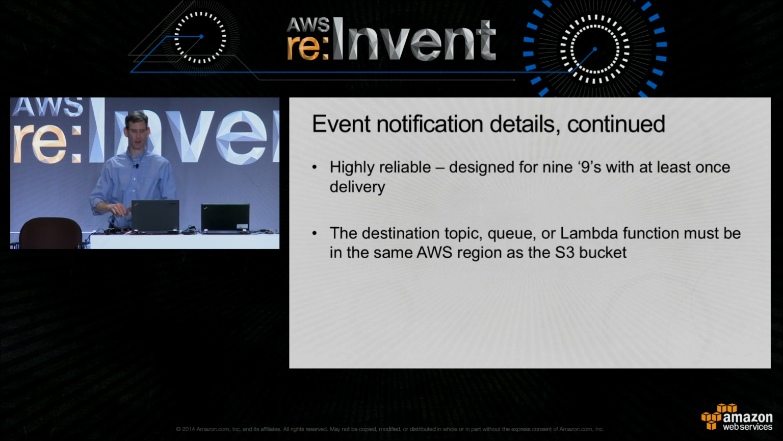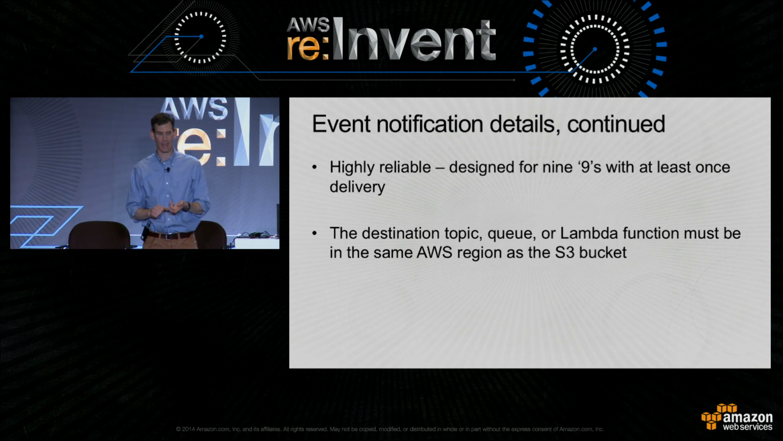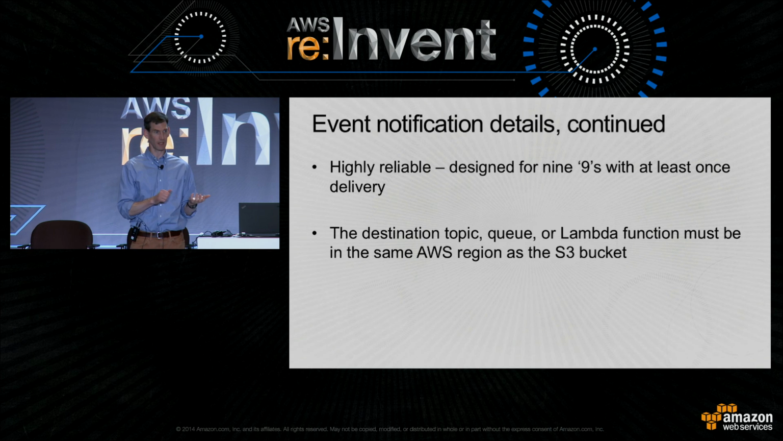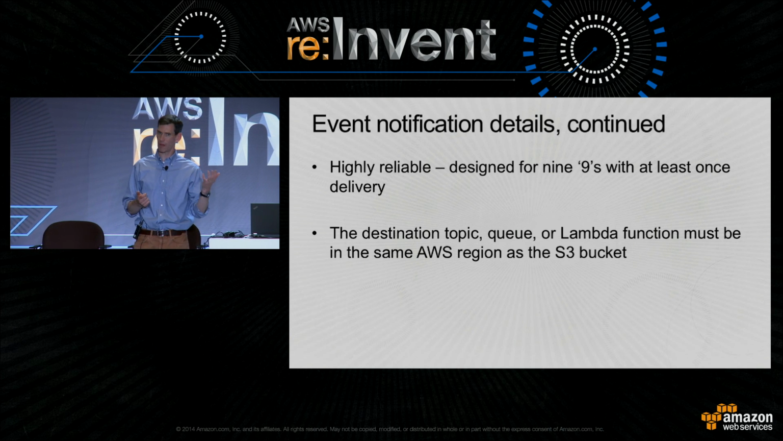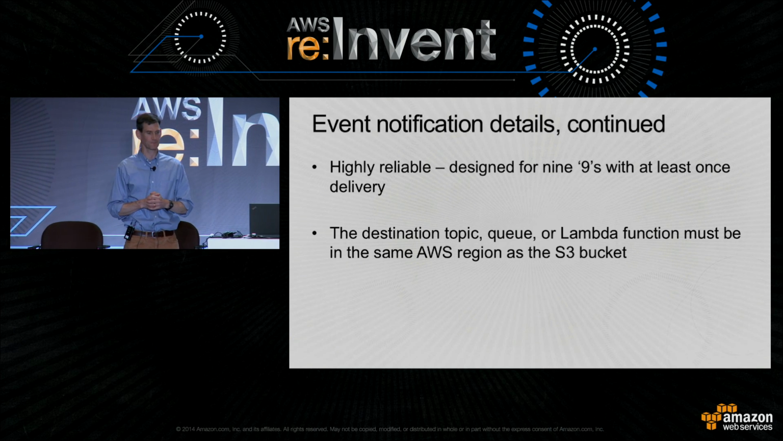Couple more points here. One's highly reliable. This is designed for 9 nines of reliability with at least once delivery. That means that it'll be a very rare occurrence that you'll have an object, for example, put into an S3 bucket and not receive that notification. Also very rarely, but you could have some cases where you have one put and you get multiple notifications. So you'll have to design for those.